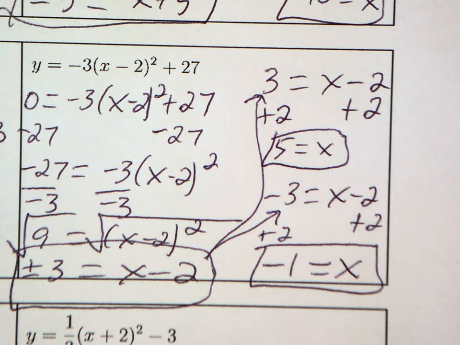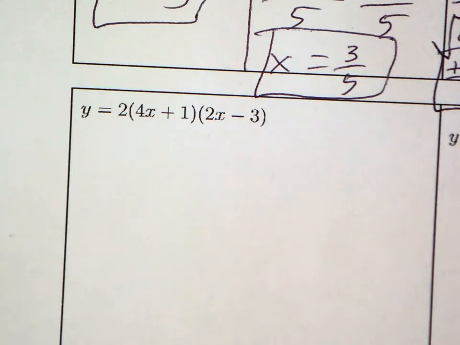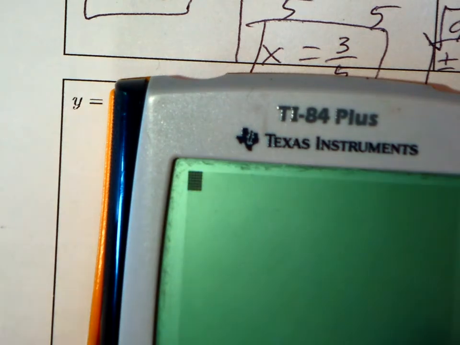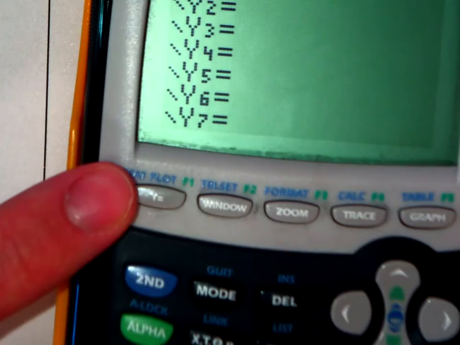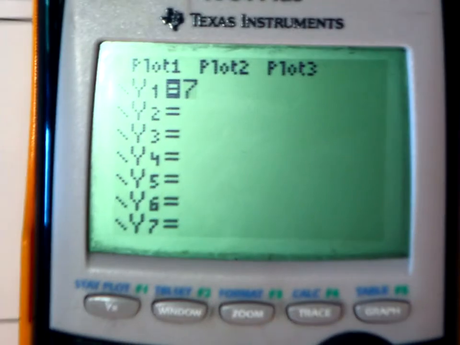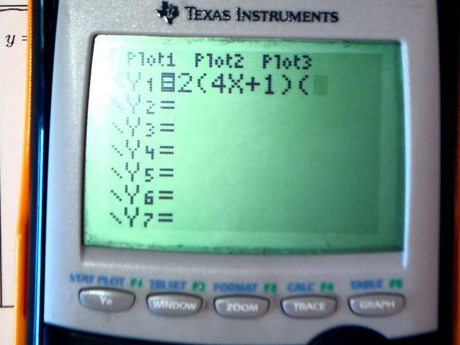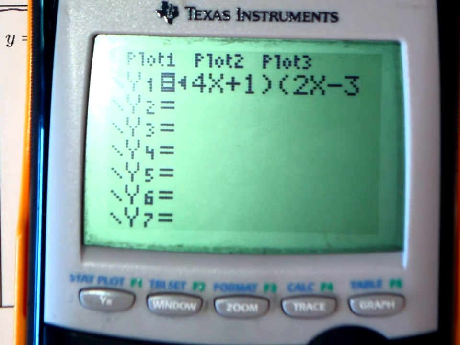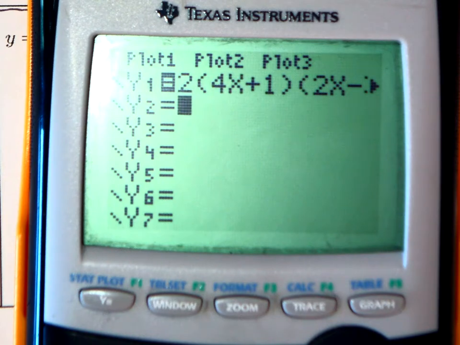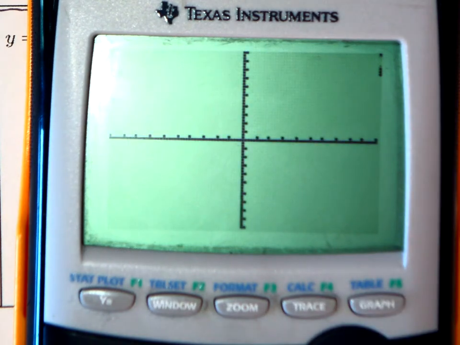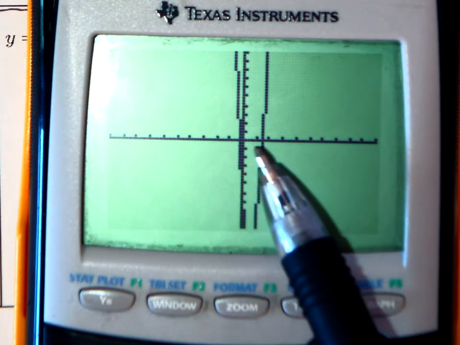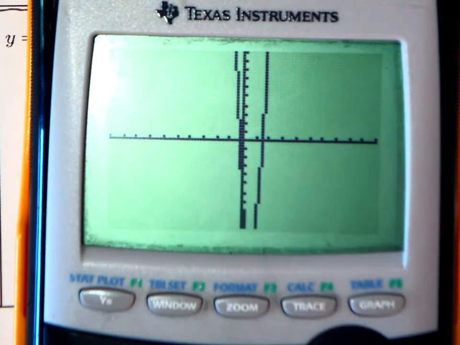For the bottom left, I'm going to show you how to do this problem on the calculator. And the first step is we press y equals, this button in the top left. And then we're going to enter our equation exactly as written. 2, parenthesis, 4x plus 1, parenthesis, 2x minus 3, and press enter. If we wanted to see what the graph looked like, we could press graph, and we can identify about where our zeros are, there and there.